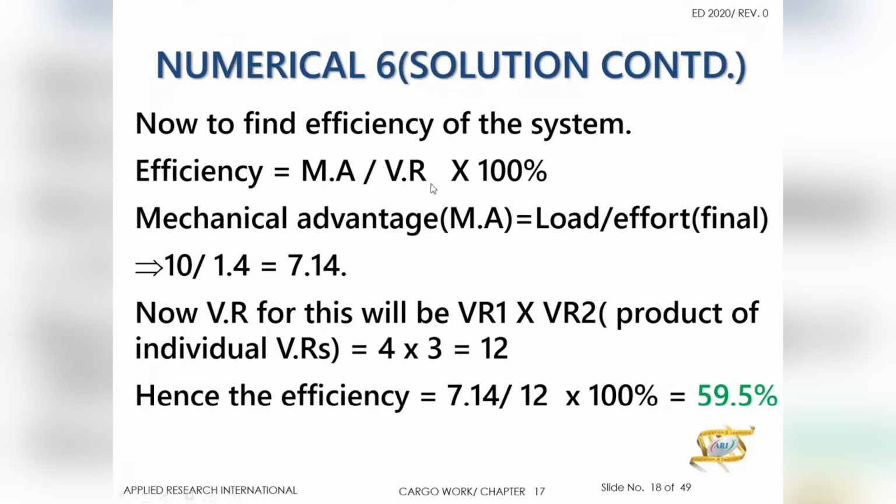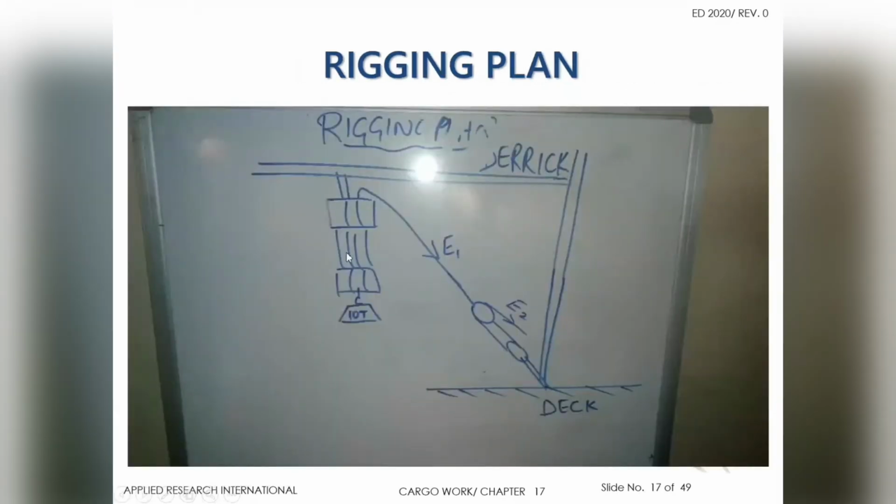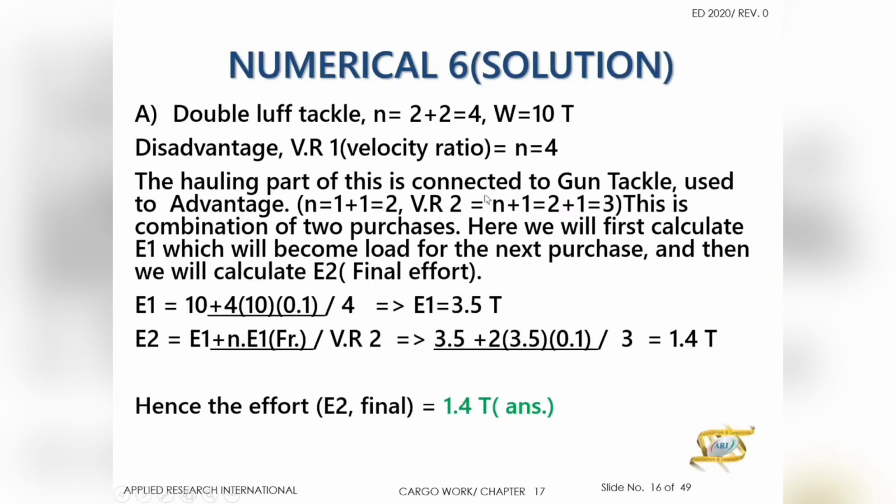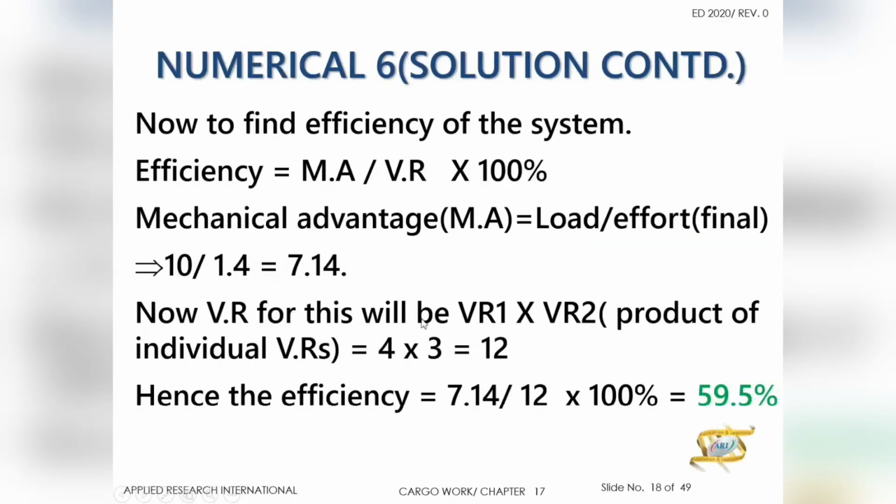Now we need to find out the VR. What will the VR be? Because there is a combination of two blocks, the first VR1 we saw is 4. For efficiency, that will be the product of the individual VRs. Multiply them with each other. What is the product? 4 into 3. So efficiency is 7.14 divided by 12 into 100%. Answer is 59.5%. So wherever there is a combination of two blocks or multiple blocks within a system, for the purpose of finding the efficiency, the VR will be the product of the individual VRs.